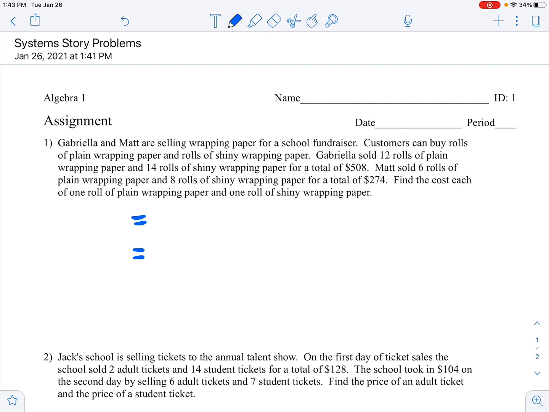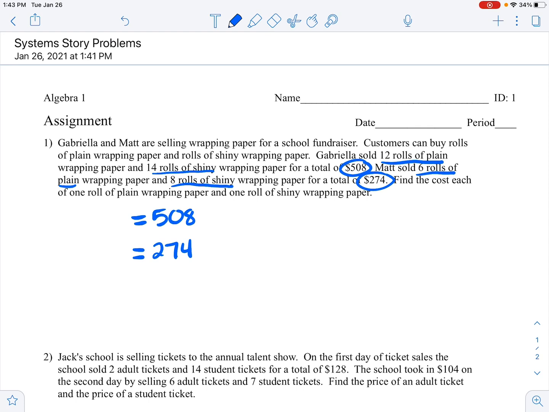So Gabriella and Matt are selling wrapping paper for a school fundraiser. Customers can buy rolls of plain wrapping paper and rolls of shiny wrapping paper. Gabriella sold 12 rolls of plain and 14 rolls of shiny for a total of 508. So I'm going to put that down here. That's a total. Matt sold 6 rolls of plain wrapping paper and 8 rolls of shiny wrapping paper for a total, here's my total, of $274. Find the cost of each roll.